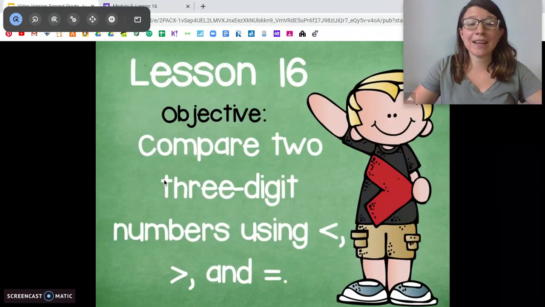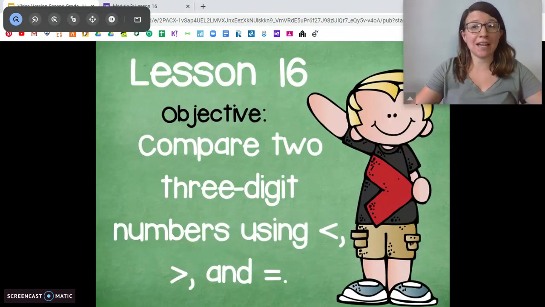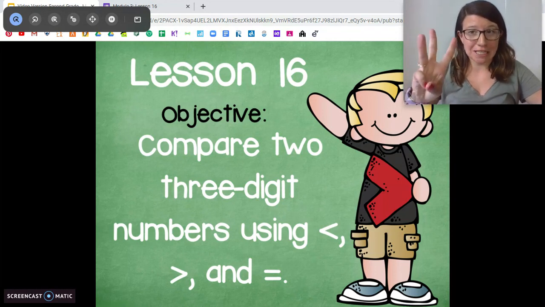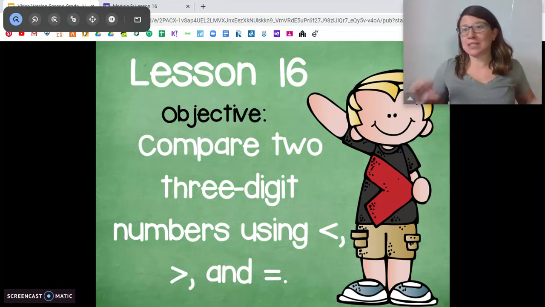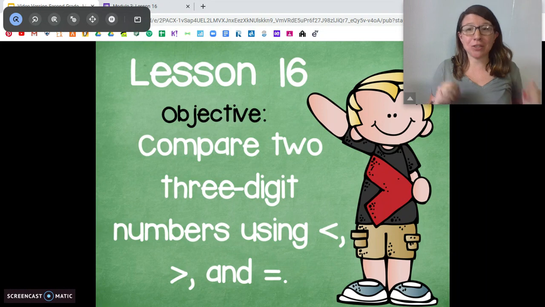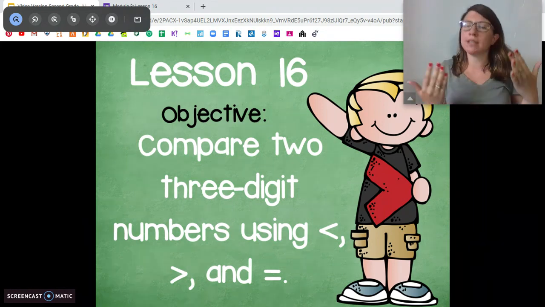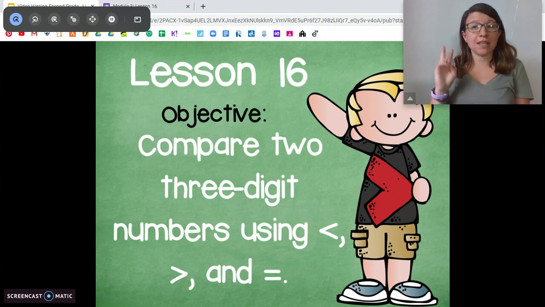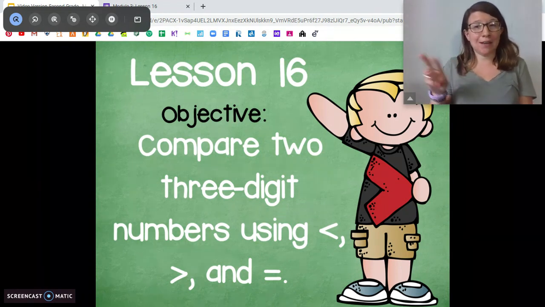So today we're going to get right into comparing 3-digit numbers. Yesterday in our warm-up, it was good for us to practice those symbols, the greater than, less than, and equal to symbols using 2-digit numbers. Today we're going to be practicing it with 3-digit numbers. It's going to be awesome.